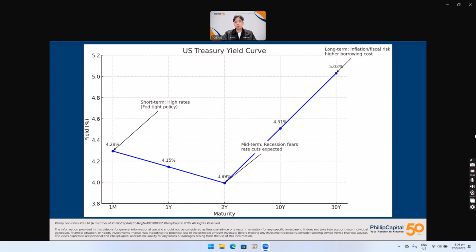So as expected, moving to the 2-year or 10-year, likely there will be a decrease in the interest rate because they're expecting inflation to actually go down. You can see, on the midterm, that's where they already have their rate cut, and that's where the recession fears come in, followed by the uptrend all the way to 30-year. As of yesterday, it's already at 5%, which is relatively high. I think the last time we had 5% was in 2023, if I'm not wrong.